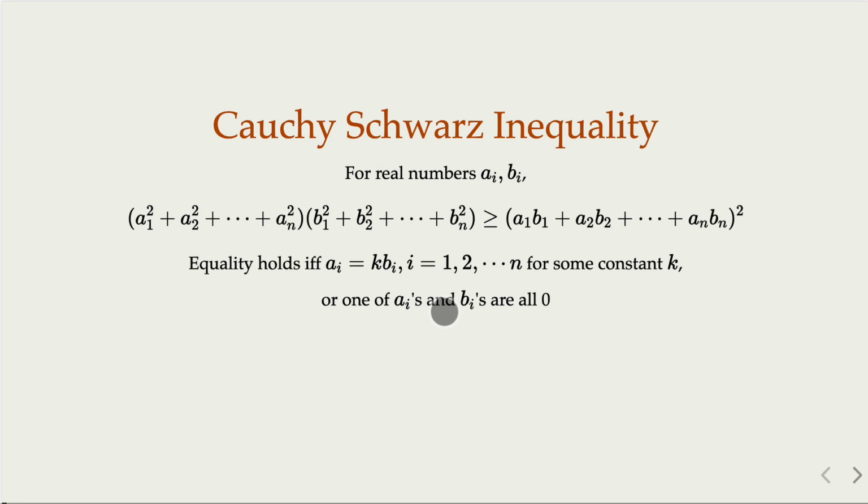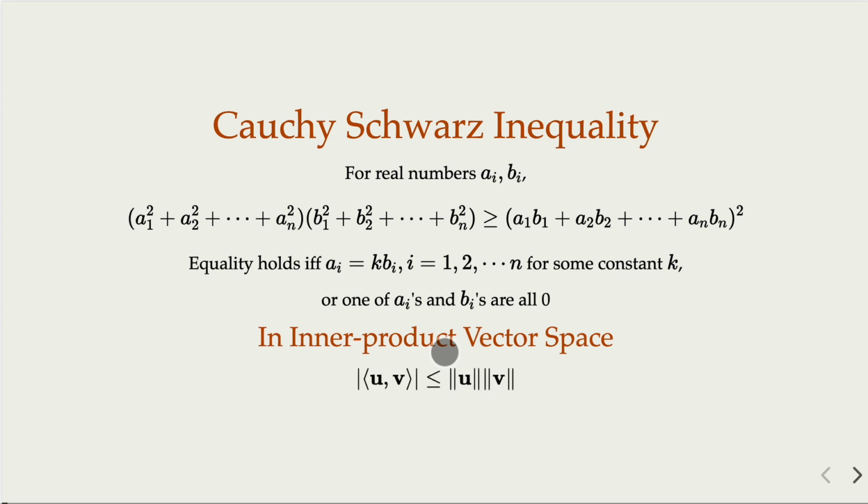So it sometimes comes in the vector form. For the inner product space, for the vectors u and v, the magnitude of the inner product is less than or equal to the product of the individual vector lengths. So that's intuitive. You have a geometric interpretation of this inequality.